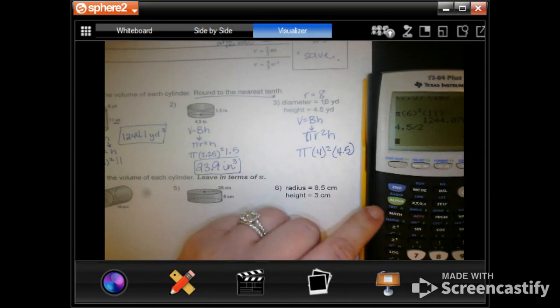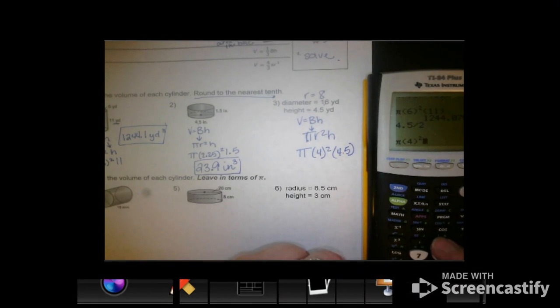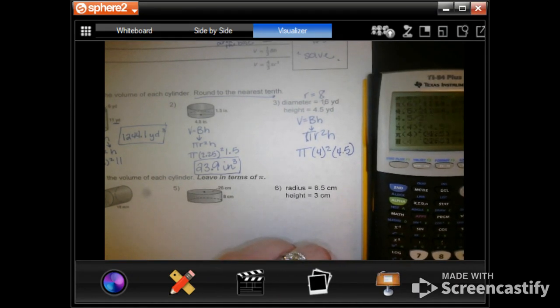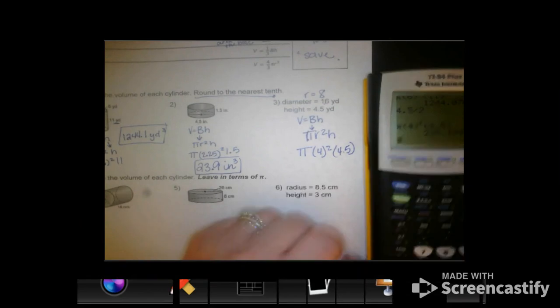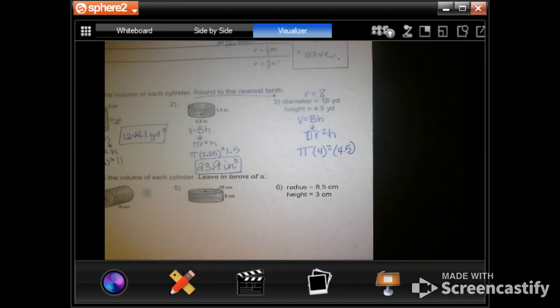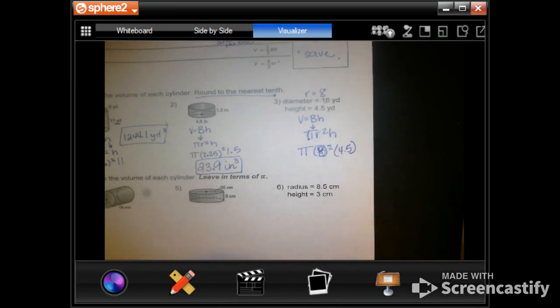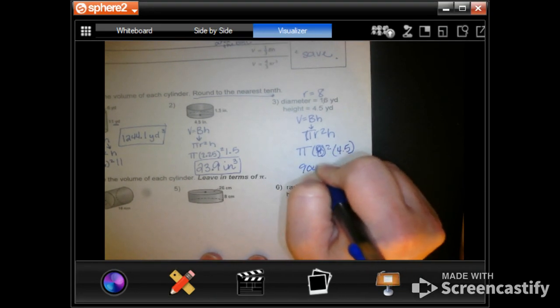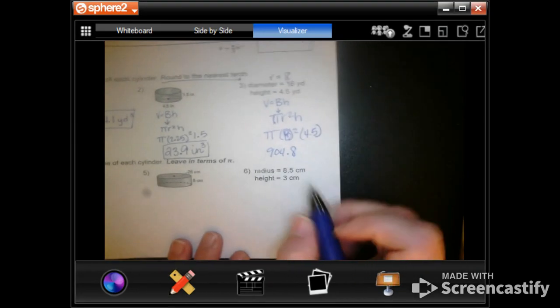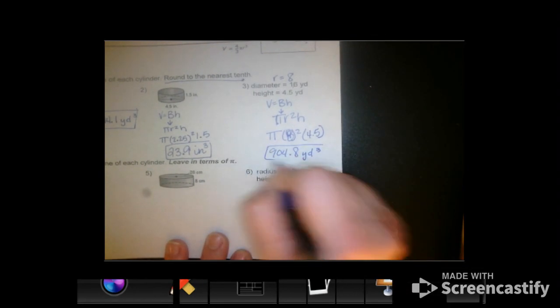Okay, you put that in your calculator. Okay, so it gives me, I did something wrong. I'll put 4. What does it give me? 904.8. What is my unit of measurement? Yards what? Cubed.